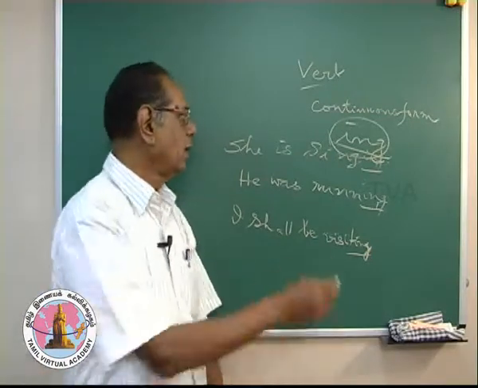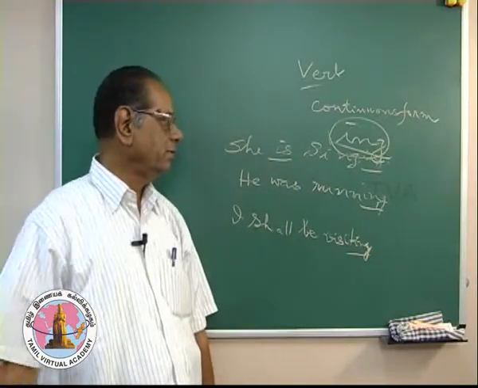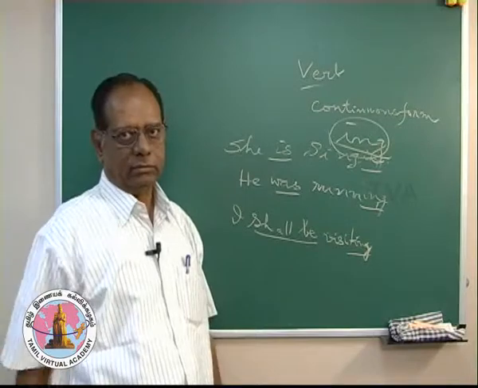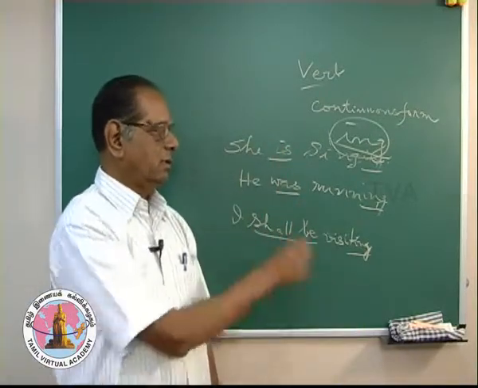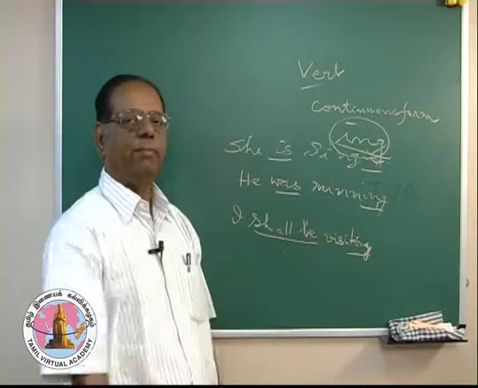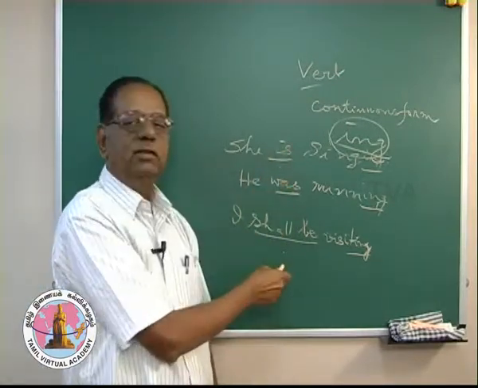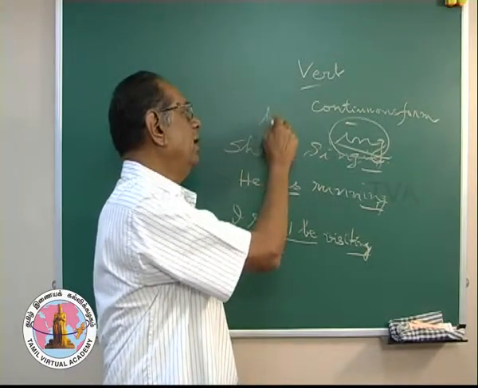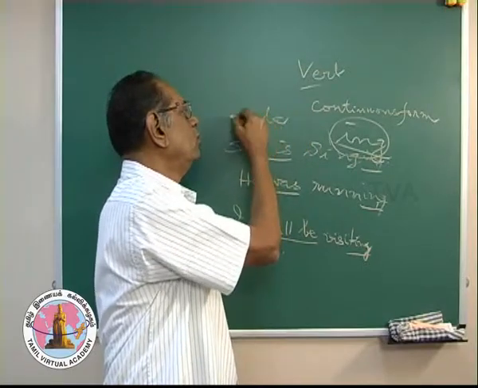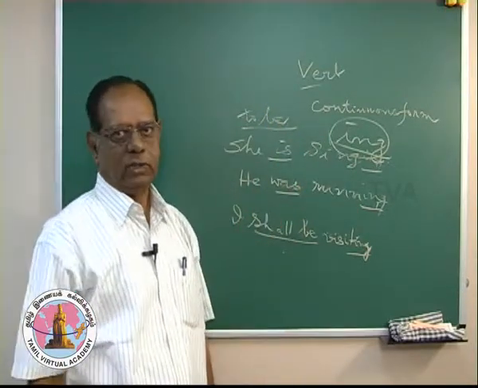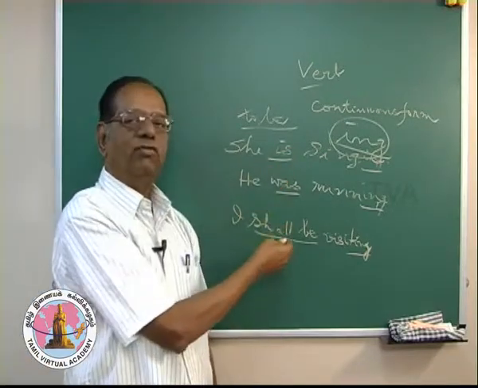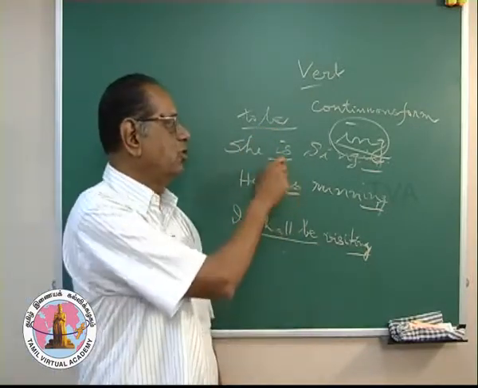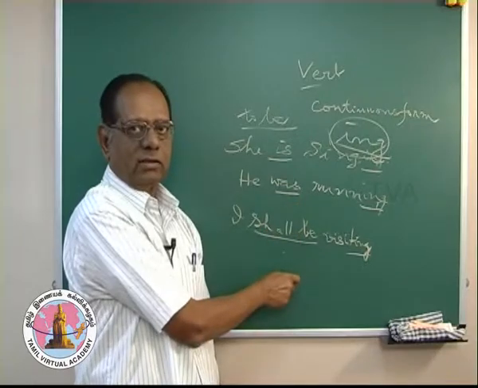Another thing, she is singing, he was running, I shall be visiting. This is present tense, this is past tense, and this is future. All these three, whatever be the tense, have the base to be. This is the basic verb. They have taken different forms. To be is the basic verb. So this denotes present tense, past tense and future tense.